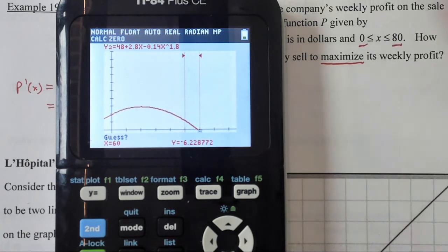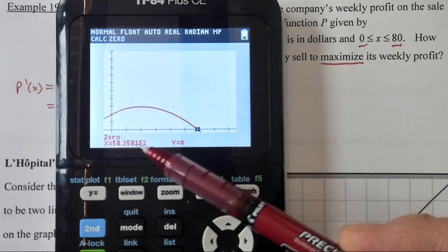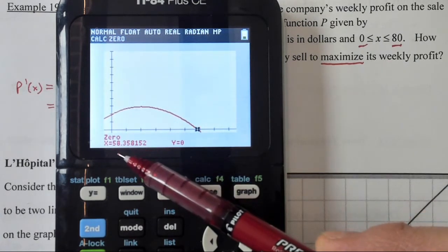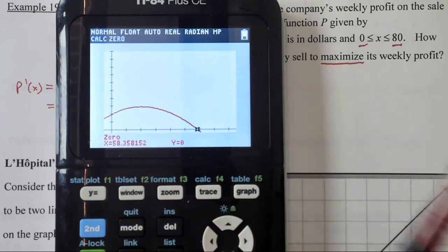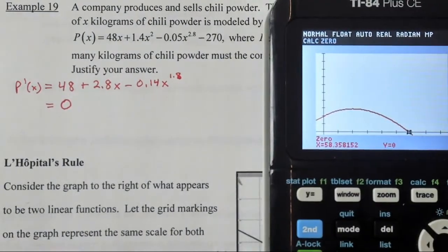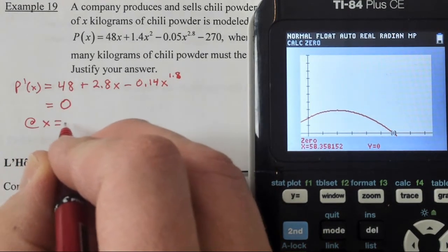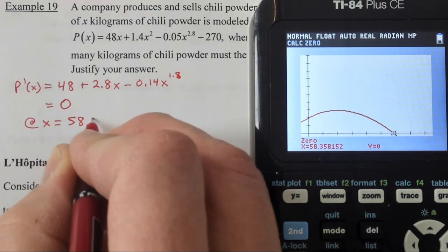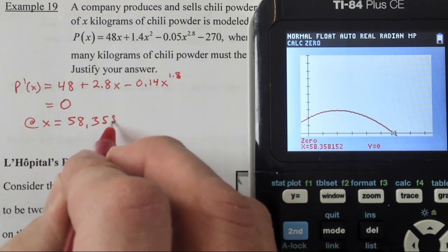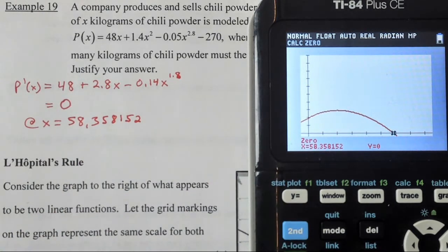Obviously our answer is closer to 60, so we'll call it 59. So I'm going to guess 59, and there's my actual answer. The derivative is equal to 0 at 58.358152. So let's go back here. Put this right there for the moment. All right, and we know this happens at x equals 58.358152. So that is another candidate.